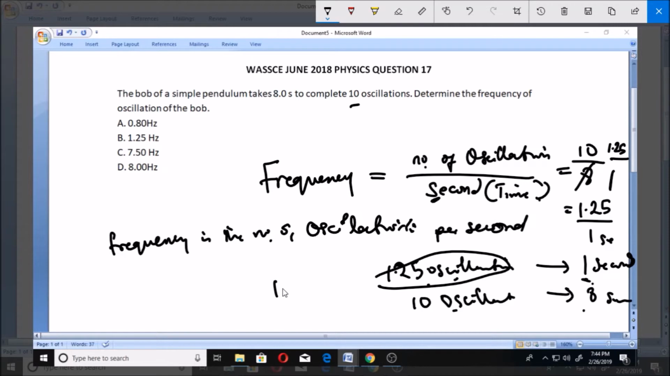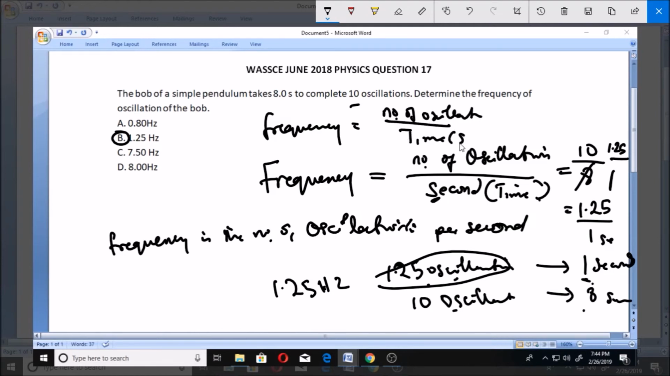So the frequency is 1.25 Hz. That is why B is the correct answer, because frequency is simply number of oscillations all over time in seconds. So the number of oscillations here is 10 and time is 8 to give us 1.25 Hz. That is the answer to the problem.